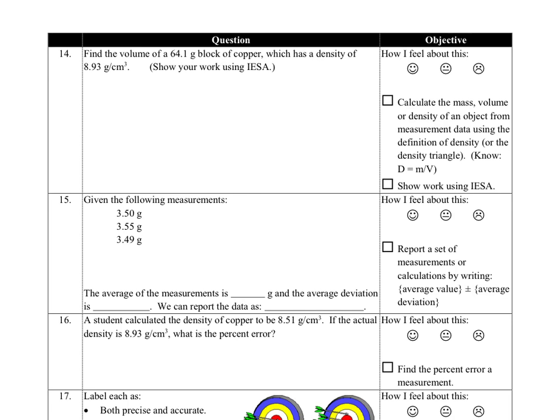Find the volume of a 64.1 gram block of copper, which has a density of 8.93 grams per cubic centimeter. So this is where we have D, M, and V. Density is 8.93 grams per cubic centimeter. And the mass is 64.1 grams. And the volume is the question mark.